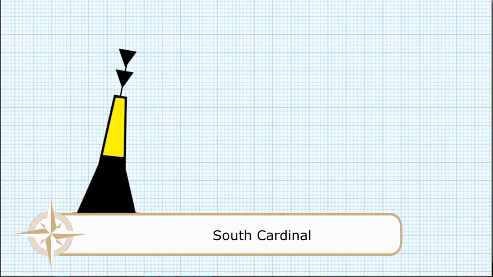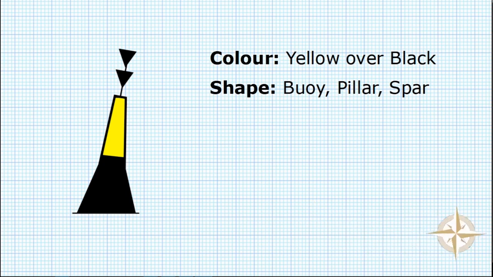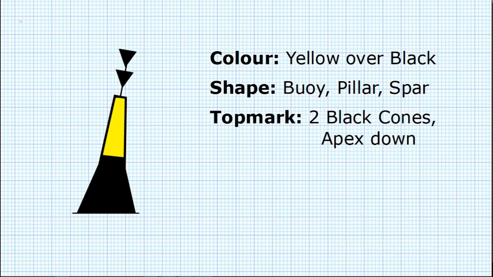Next up, we've got the south cardinal. Colour, yellow over black. Looking at those cones, they're pointing towards the black bit again. Black at the bottom, both cones pointing down. Shape, buoy, pillar or spar, as with all cardinals. And the top mark, 2 black cones apex down. This one, south being at the bottom, the 2 cones are pointing south.